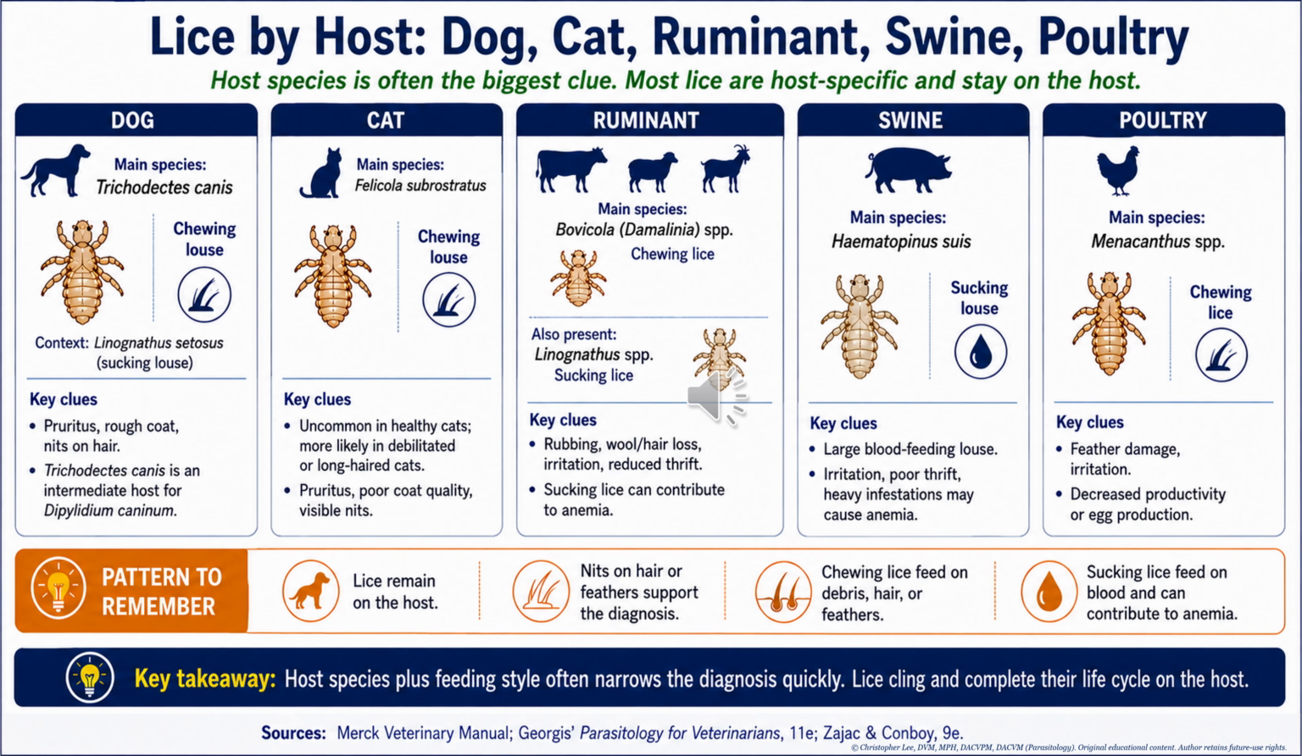Cat lice are uncommon in healthy, well-groomed cats, so when you see them, think about debilitation, poor grooming, long hair, feral status, or a shelter context. For ruminants, the common lice include Bovicola and Linognathus species. In swine, Haematopinus suis is the big one and means blood-feeding pig louse. In poultry, think Menacanthus and feather damage, irritation, and production loss. Host species plus feeding style gets you far.